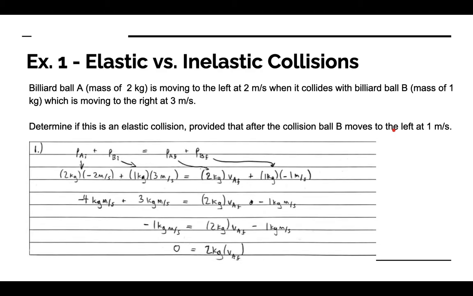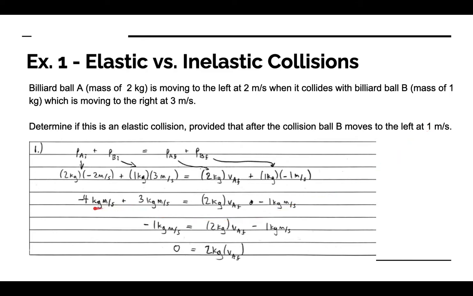So again, we start out by applying conservation of momentum. We have the initial momentum of A plus the initial momentum of B, where I use i to indicate initial, and then we have the final momentum of A plus the final momentum of B. So we're going to have 2 kilograms times negative 2 meters per second, because A is moving to the left at 2 meters per second, plus 1 kilogram times 3 meters per second, equals 2 kilograms times vAf, plus 1 kilogram times negative 1 meter per second, as ball B after the collision is moving to the left at 1 meter per second.